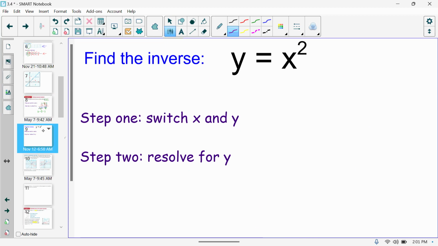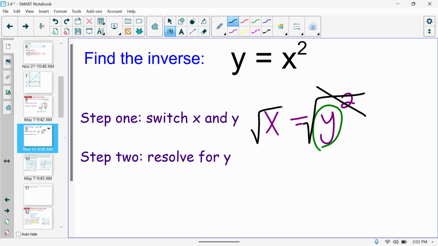So let's try another one. When I give you a function and I ask you to find the inverse, here are the steps. You're going to switch the x and the y as step 1. And then you're going to solve it for y. So think, how do I get y alone? The opposite of squaring something is to unsquare it, or take the square root, right?